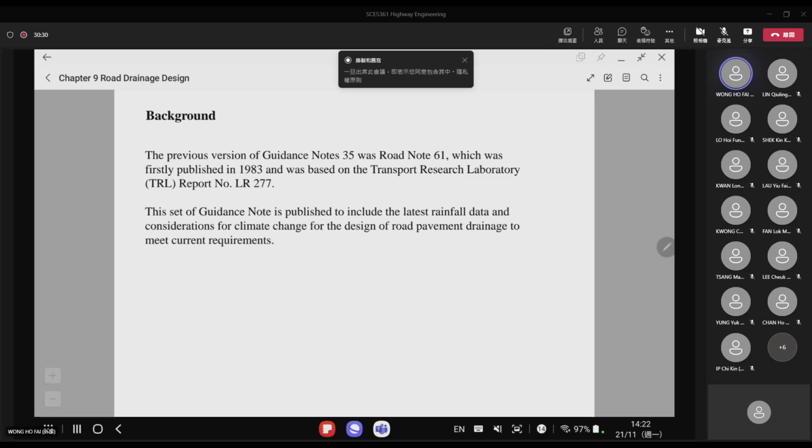The guideline we are using right now is based on the latest rainfall data, because you know that the rainfall is changing from time to time because of climate change. So there is also a need to change the drainage guideline. So right now we are using the latest data to design for drainage.